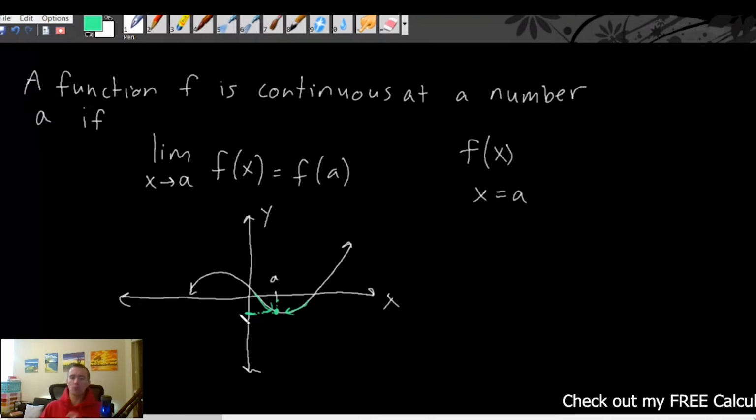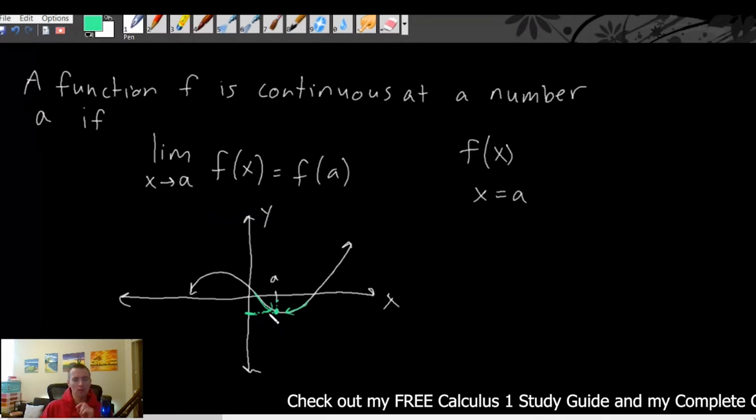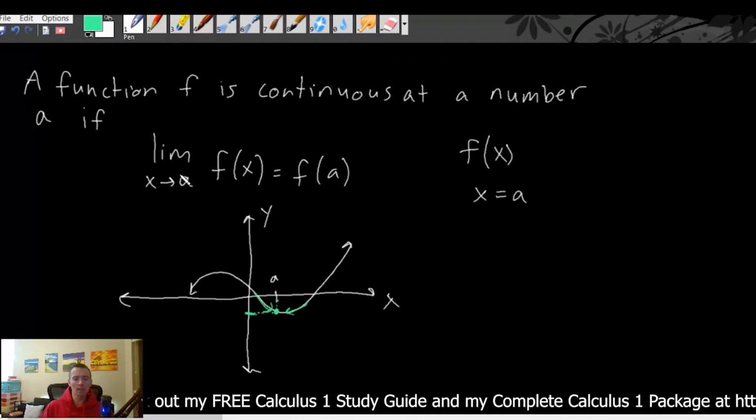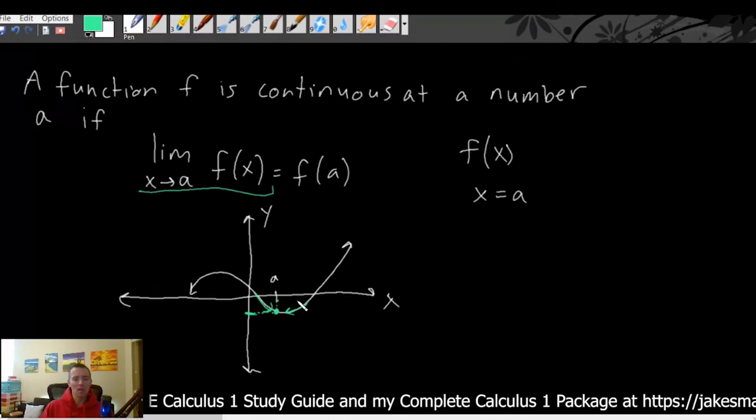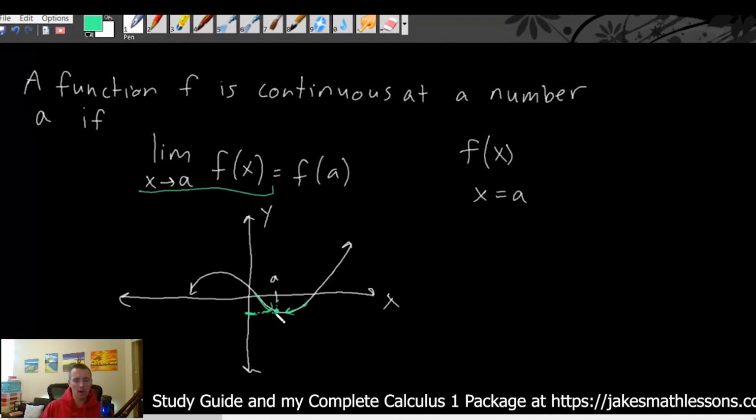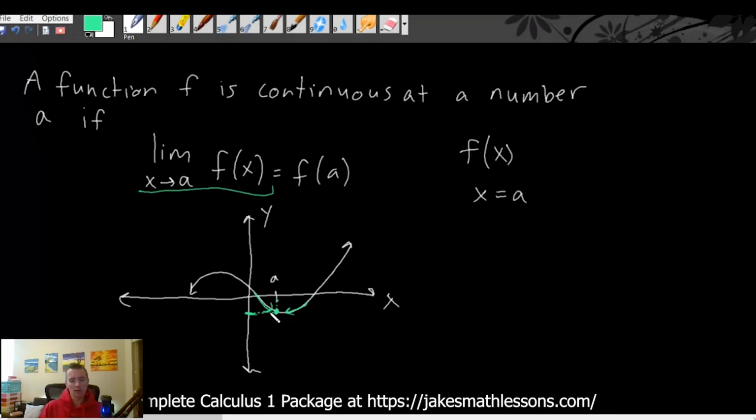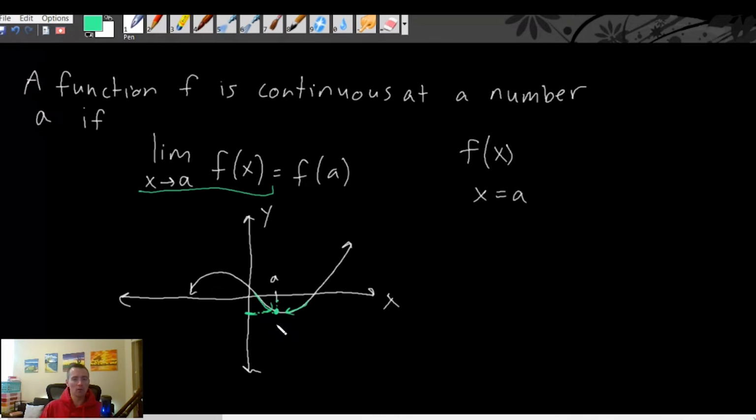The important thing to point out here is limits don't really care what's happening at that specific point. Limits in general only care about what's happening around that point. So this limit doesn't care what's going on with our function at the specific x value of x equals a. What it cares about is what's going on as we get really, really close to that x value. Imagine traveling along your function. As our x gets really close to that a value, what's going on?